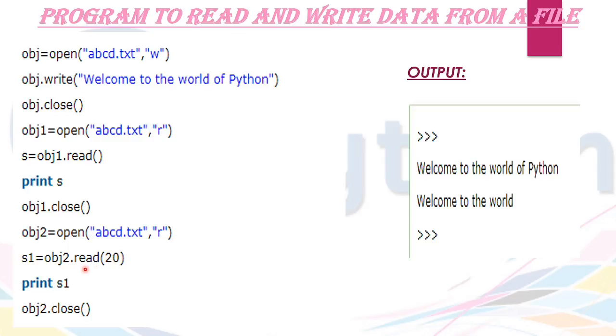Again the same file ABCD is opened using the read mode, but this time the read operation is done up to only 20 bytes. Counting 20 bytes from here, 1, 2, 3, up to 16 and up to 20, we come up to here, the word. These spaces are also counted. Whatever obj2 has read from the file is stored in s1. Now s1 is printed, so it will print up to the word, since 20 bytes come up to the word only. Now after reading, the file is again closed.